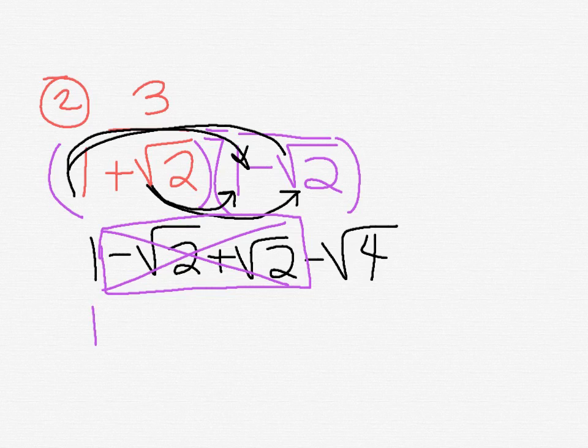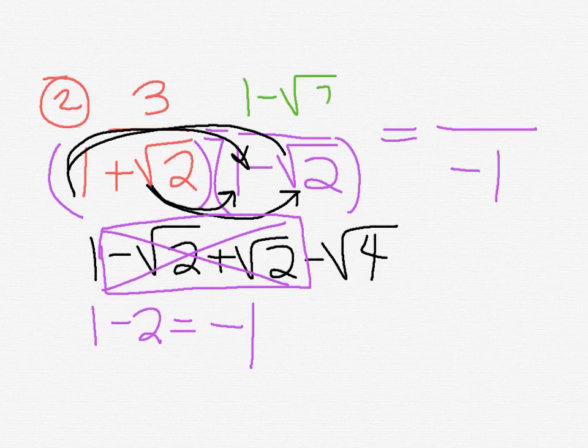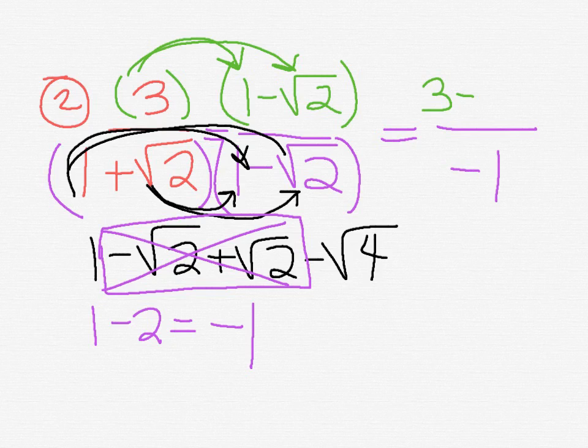And we're left with a 1 here on the outside minus square root of 4, which is 2, and we get a negative 1. So all that work, and we end up with a negative 1 on the bottom of the fraction. Remember, you have to do the same thing at the top, so we also have to multiply the top by 1 minus the square root of 2. Now this is going to be a distributing problem because there's only one thing over here. So we'll go 3 times 1, which is 3, and then 3 times negative square root of 2, which is negative 3 square root of 2.